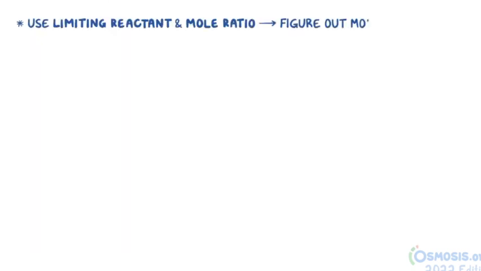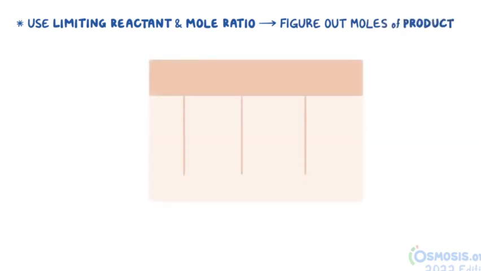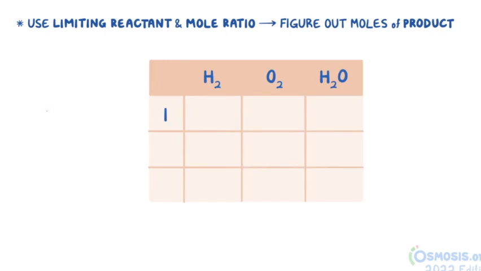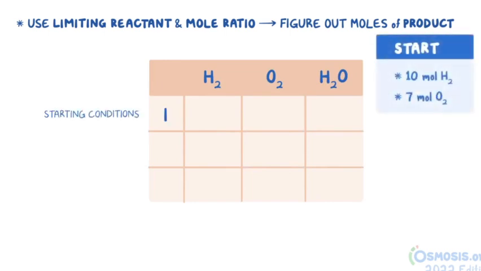Once you identify the limiting reactant, you can use the limiting reactant and the mole ratio to figure out how many moles of your product you'll make. Once again, the easiest way to do this is to draw an ICF table. The columns in our table this time will be hydrogen, oxygen, and water. In the first row, row I, we put down the starting conditions before our reaction takes place: 10 moles of hydrogen, 7 moles of oxygen, and 0 moles of water.